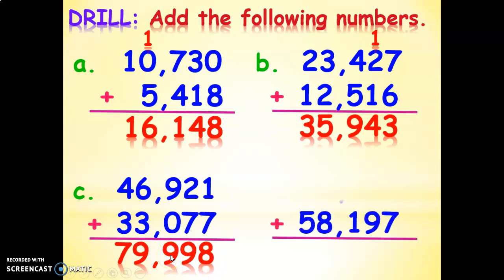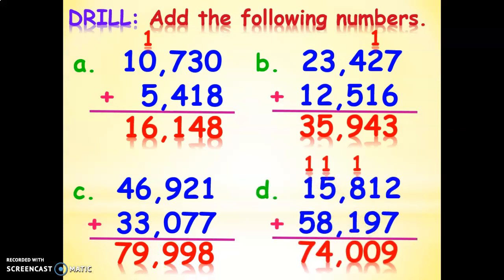And for the last number, for letter D, the correct answer is 74,009. Starting from the place value of ones, 2 plus 7 is 9. 1 plus 9 is 10. 0, carry 1 on top of the next digit. You have 1 plus 8 plus 1 equals 10. 0, carry 1 on top of the next column.